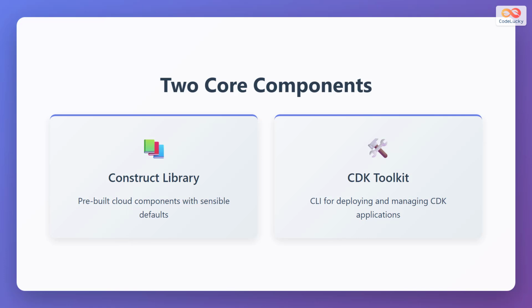AWS CDK consists of two essential components that work together. First is the construct library, which is a collection of pre-built cloud components with sensible default settings. These are like ready-made building blocks that you can use to quickly assemble your infrastructure without starting from scratch. Second is the CDK Toolkit, which is a command-line interface that helps you deploy and manage your CDK applications. The toolkit provides commands to compile your code, preview changes, and deploy your infrastructure to AWS. Together, these components provide everything you need to define and deploy cloud infrastructure programmatically.